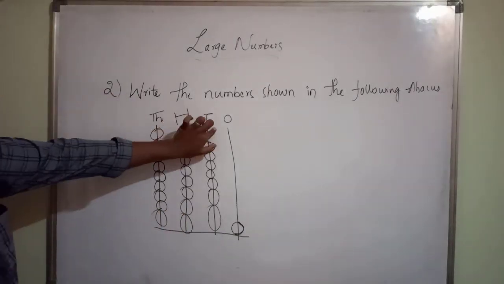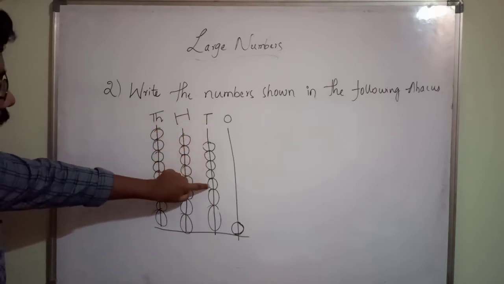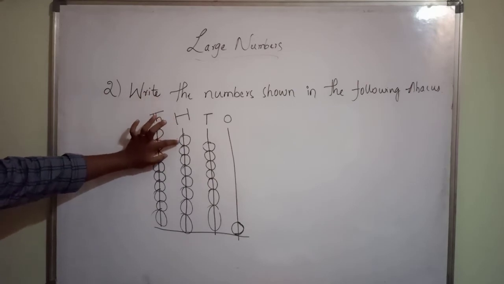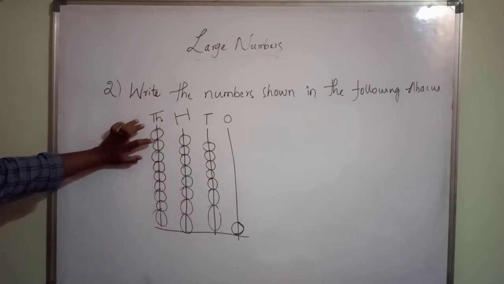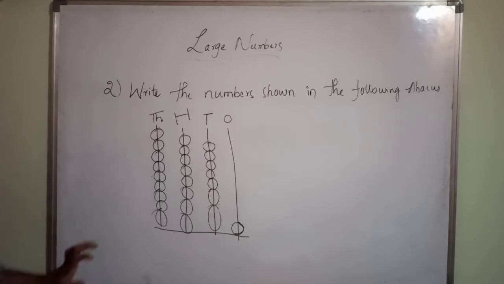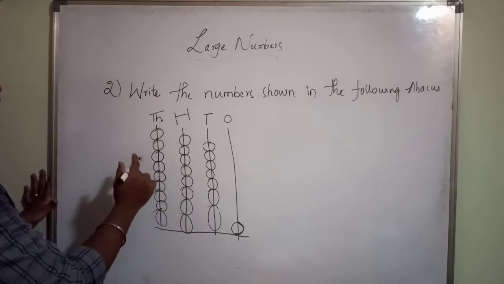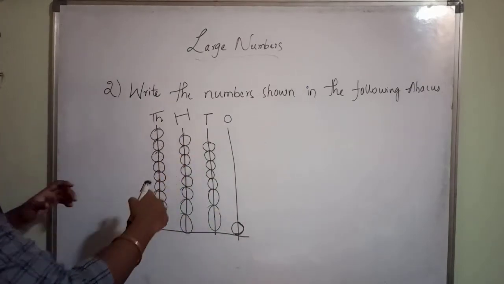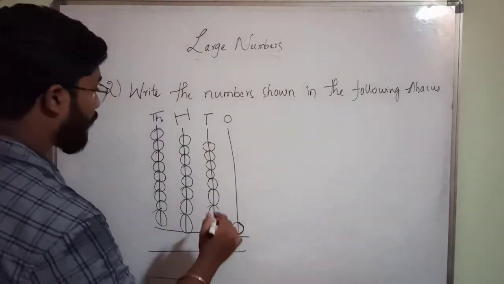So in ones place there is only one ball. Tens place 7 balls are there. In hundreds place 8 balls are there. In thousands place 9 balls are there. Clear? What you have to do? By seeing this you have to write the number. If you add all this you will get a number. You have to write that number. What is that number? I will say.